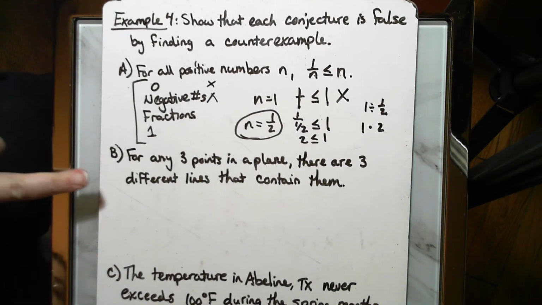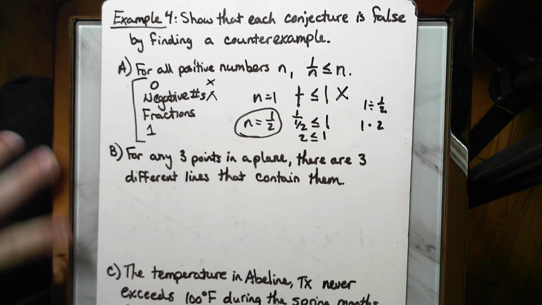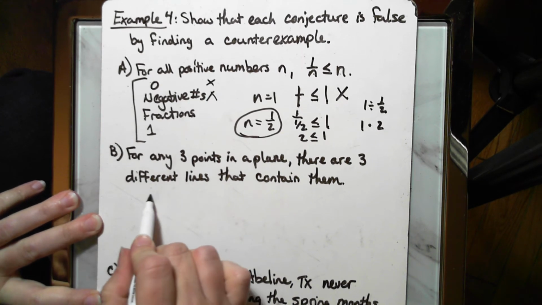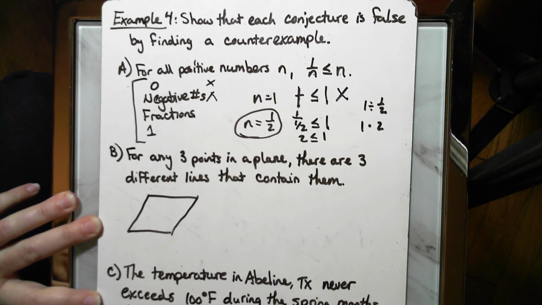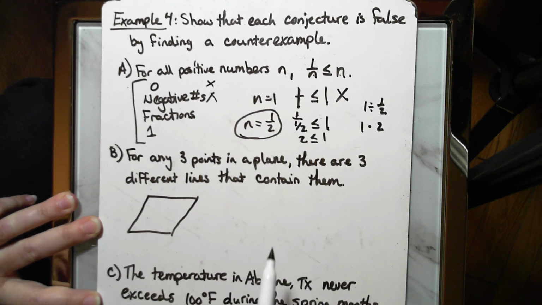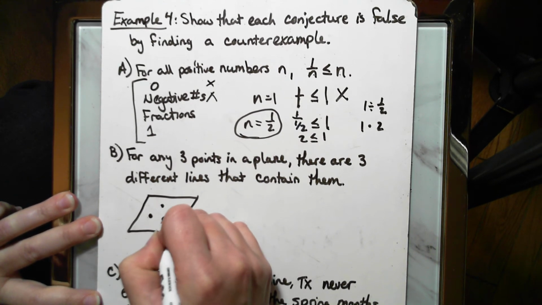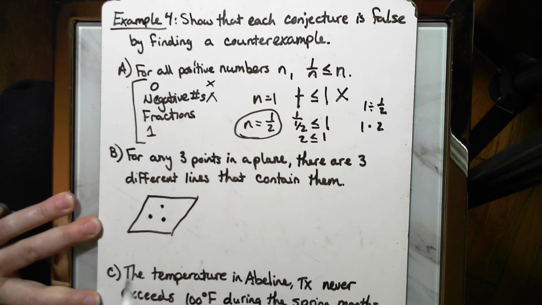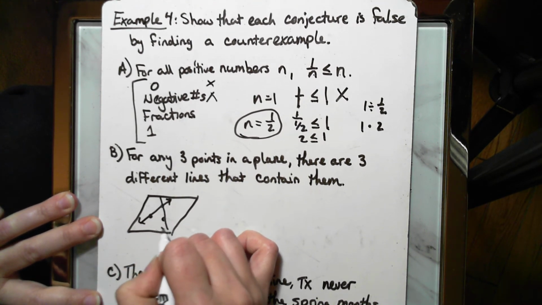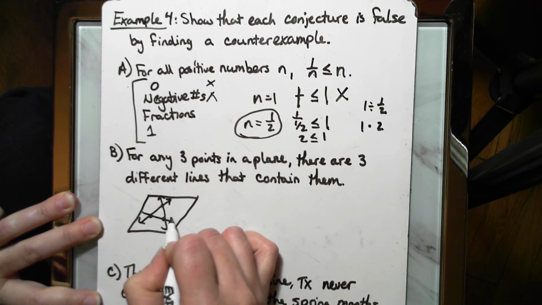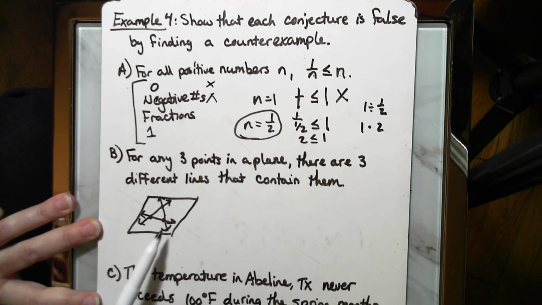Now, sometimes they'll give you a geometry example like this one. It says, for any 3 points in a plane, there are 3 different lines that contain them. Now, it's important to figure out what in the world they're talking about before you start trying to figure out what the counterexample is. So I have a plane, and I have 3 points in the plane, and I need to connect them. Okay, so connecting them with lines, 3 different lines to connect them.